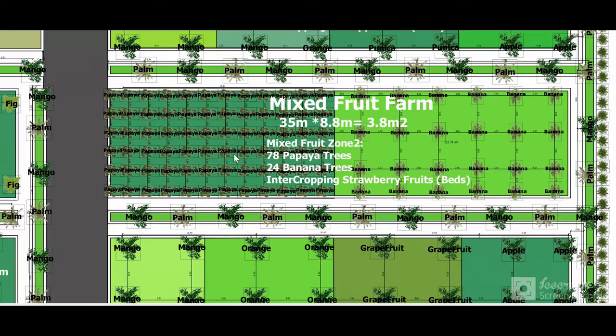Zone two has two types of fruit, types that can be cultivated close together, because we have banana and papaya. The distance for banana is 3 meters multiplied by 3 meters, but for papaya it is 1.5 meters. As you see here, the area for zone two is about 35 meters multiplied by 8.8 meters, or 9 meters.